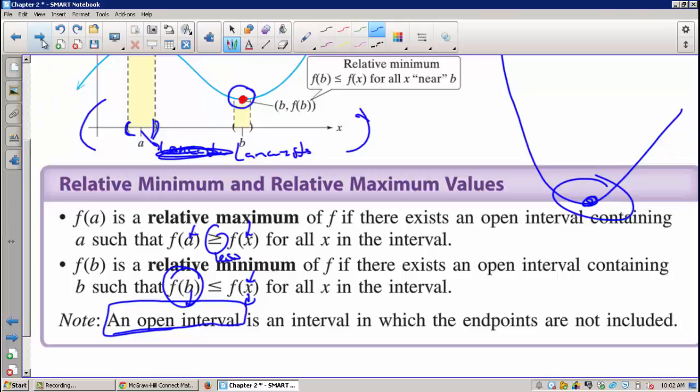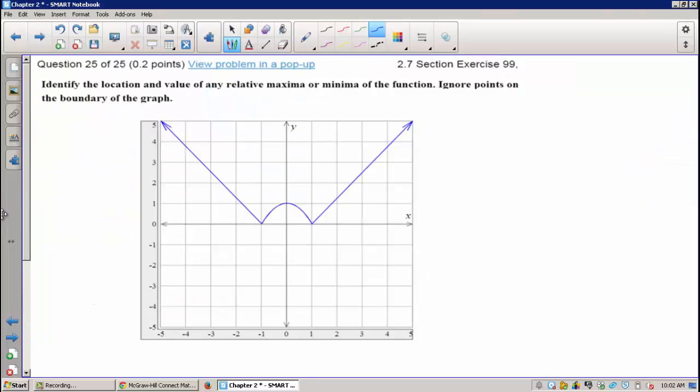Include the endpoints. Okay, why don't we take a look at now our last question. Identify the location and value of any relative maxima and minima of the function, local maximum and minimums. Okay, it's just checking where do you have bumps and cavities.